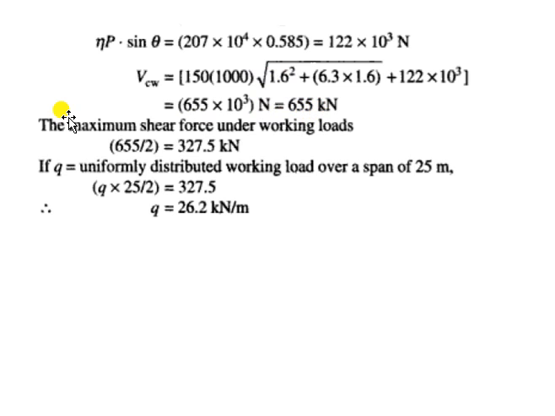We need to calculate the UDL that a member can safely take with the load factor of 2. So to calculate that, first I will calculate the shear force under working load with the load factor of 2. So the maximum shear force under working load is 655 by 2. So 2 is the load factor. So that will be 327.5 kilonewton.